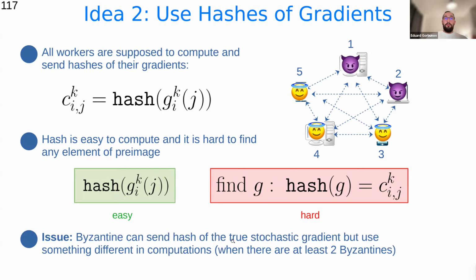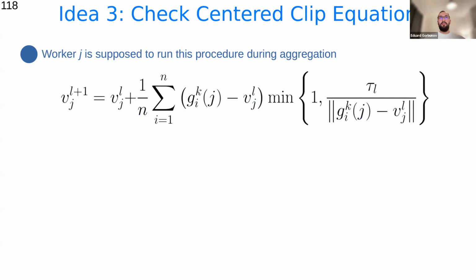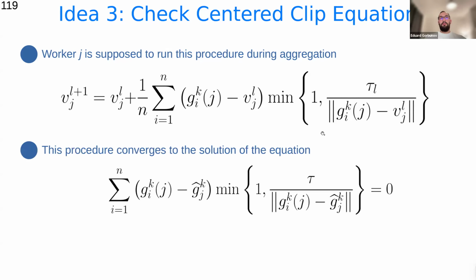But unfortunately, this is not enough, because Byzantines can send the hash of the true stochastic gradient that was supposed to be computed, but use something different in computations. So to avoid that, we look closer at this centered clip aggregation rule. And essentially, one might notice that this iterative procedure is just a fixed point method for the following equation. So we're trying to find such a vector ĝ_j^k such that this equation is satisfied.